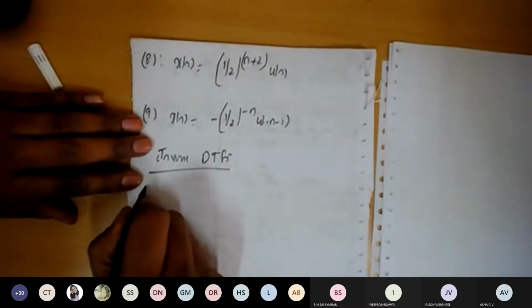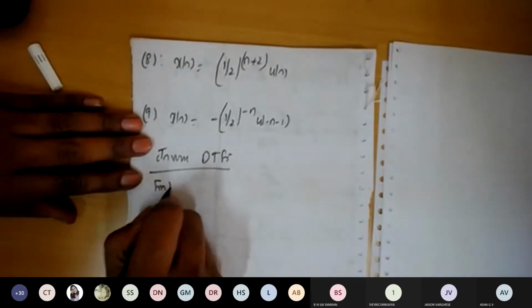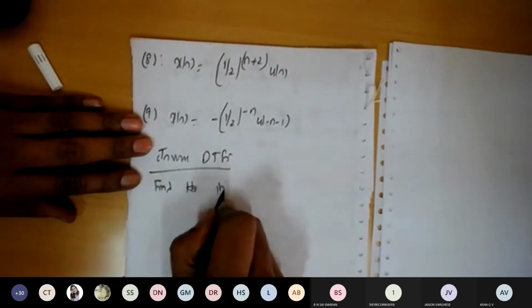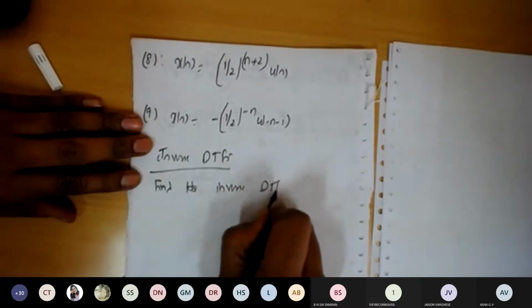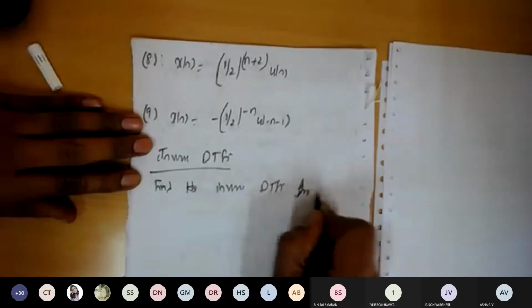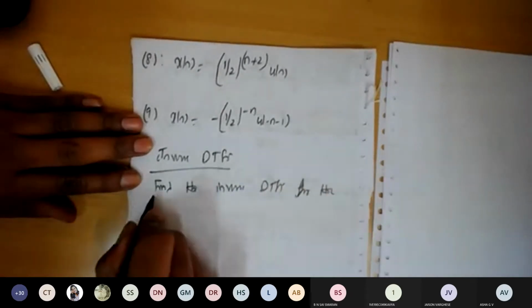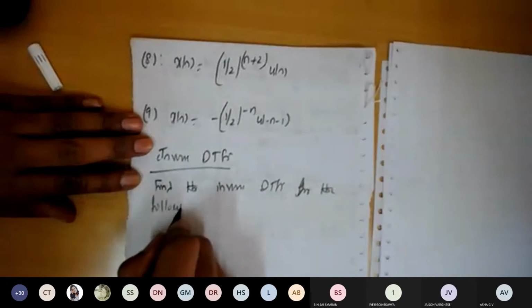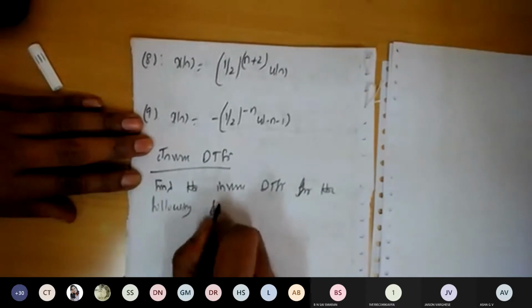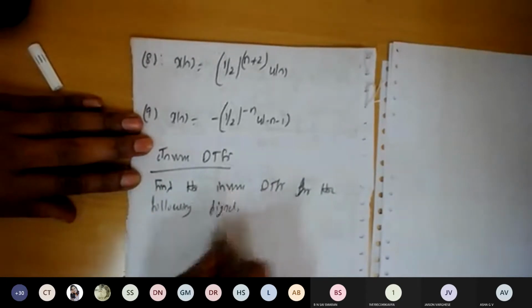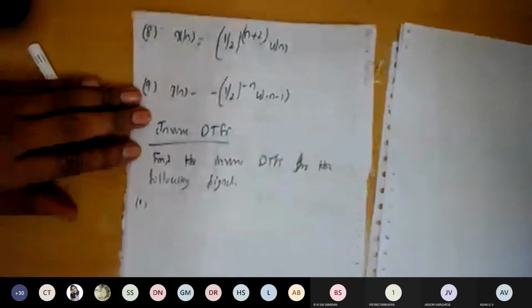So take the first one: find the inverse DTFT for the following signals.